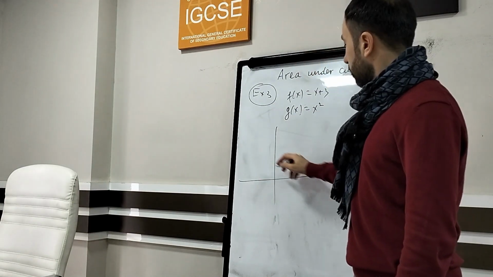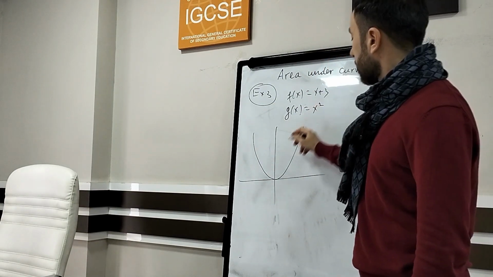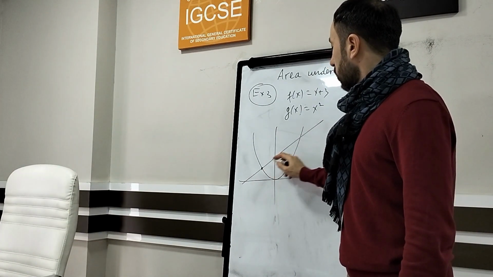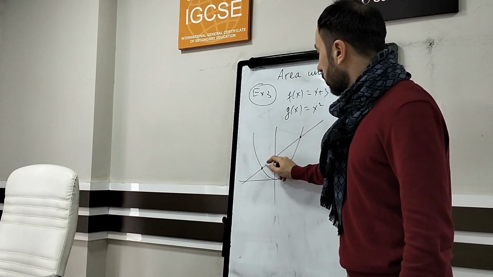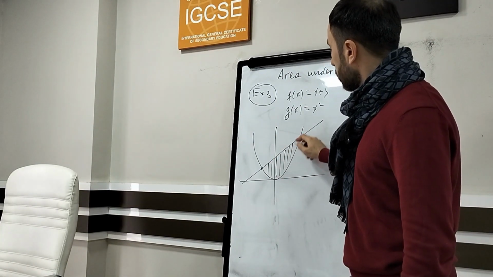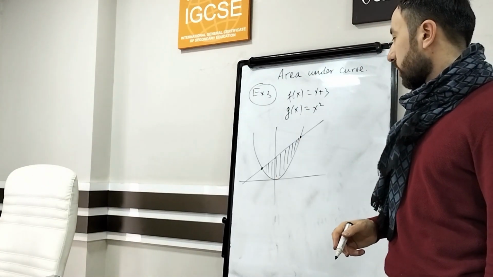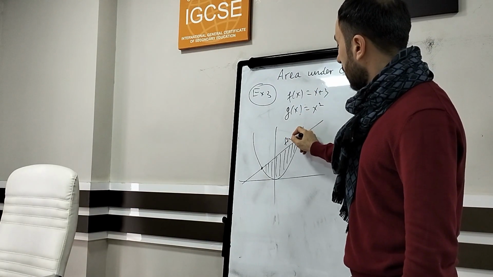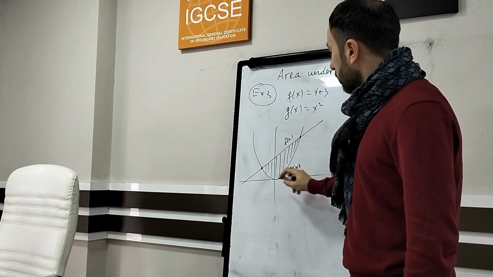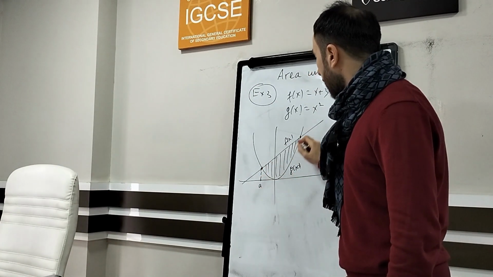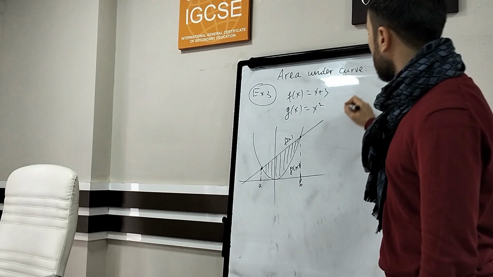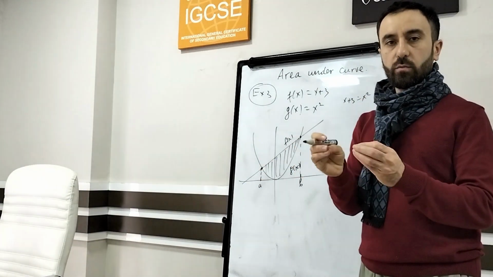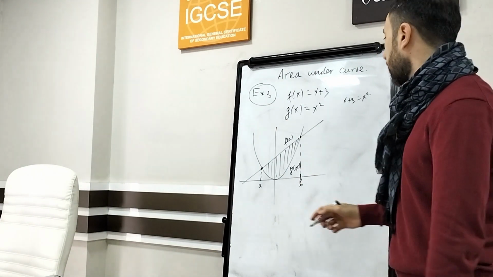Let's sketch the graph. Parabola is x squared as this, x plus 3 is a straight line as this, right? These two graphs intersect at points, so the bounded section is this one. In this case, the upside function is f(x), the downside is g(x), and we need to find the values of a and b by this equation, x plus 3 equals x squared.